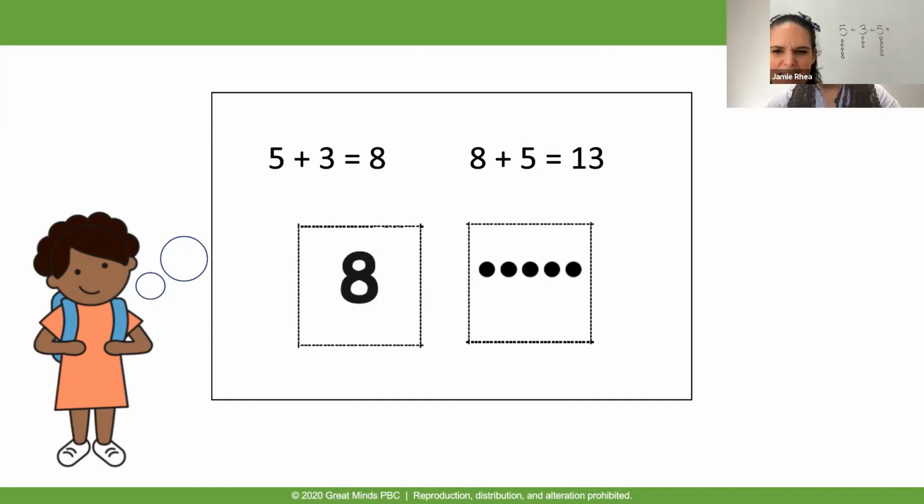I notice I see 8 and 5. I'm noticing that Jada added 5 and 3 together, and she knew that it equaled 8. She then counted on 5 more from 8, and she got 13, like this. 8, 9, 10, 11, 12, 13. Great work, Jada. Let's give Jada 2 claps.